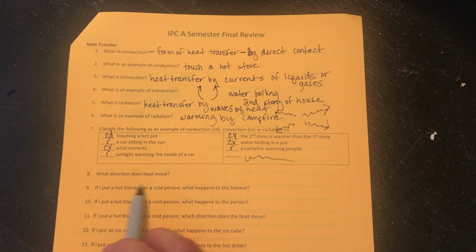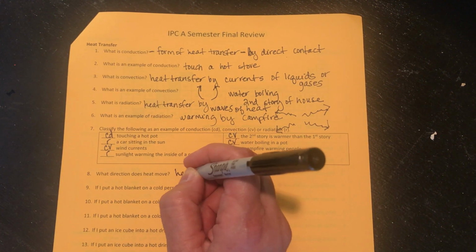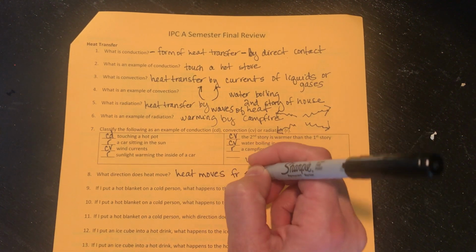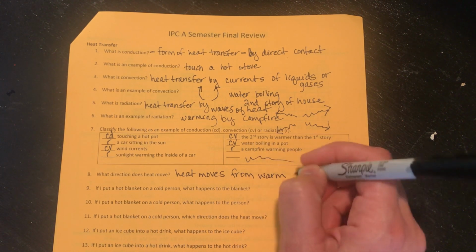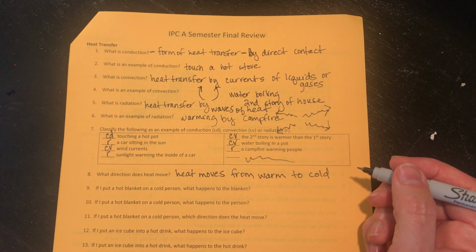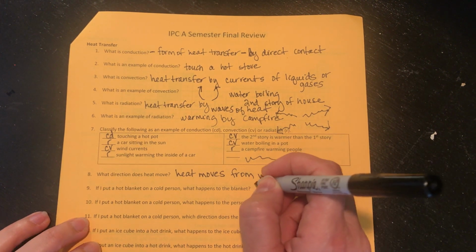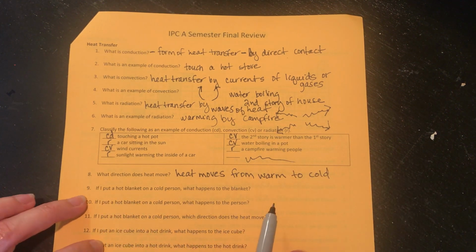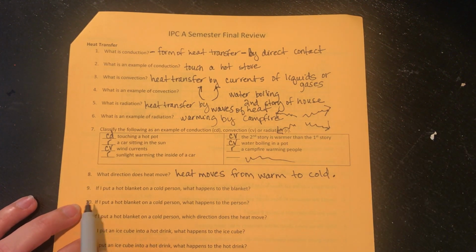Okay, what direction does heat move? This is huge, guys. Heat moves from warm to cold. And what does that mean? That means that if you have an object that is hot and you put it in something that is cooler, the heat is going to leave the warmer object and move into the colder object. All right, that might seem like common sense, but it isn't always. All right, so let's answer some of these questions.